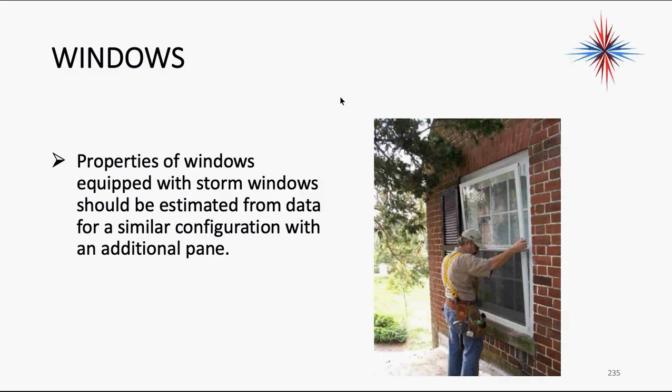You can add storm windows. For windows equipped with a storm window, it actually shows in the data, but you can also use a similar configuration but an additional pane. So if you have a double pane window with a storm window, you now have a triple pane window when you do your heat loads. Some of you do have storm windows most likely on your windows. Just use an extra pane of glass. That tells you about the storm window.